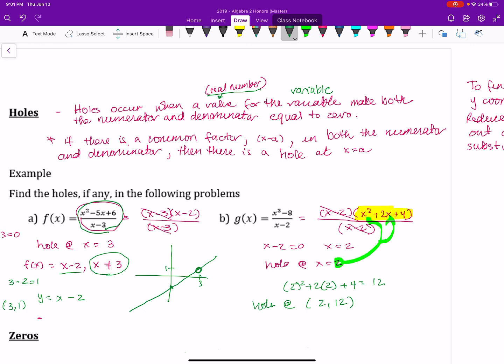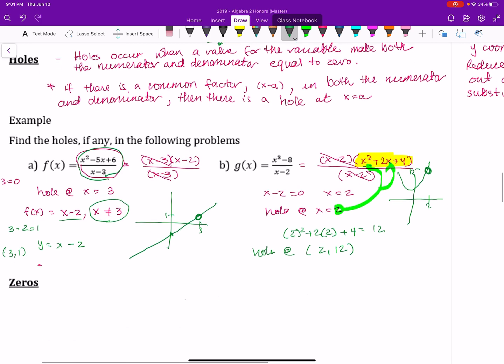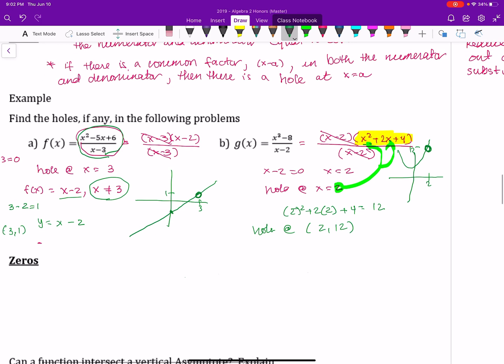And what's left over once I reduce this is actually a parabola. So the graph of this would be a parabola facing up. I'm not really sure, but it's (2, 12), so it's probably going to look somewhat like this. The vertex would be over here. And then up here on the parabola, there would be an open hole at x equals 2, and up there at 12. Because what is left over once I reduce this is a parabola. That's finding holes.